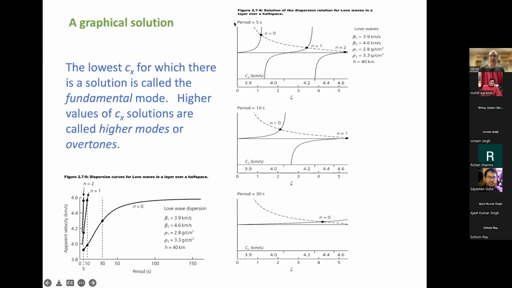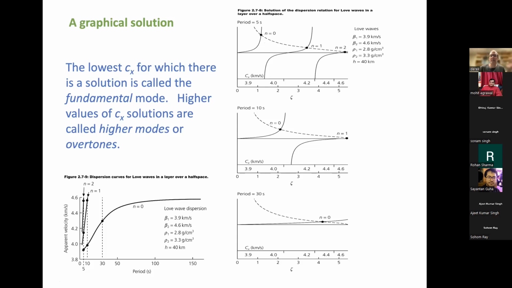All right, so if we look at here for a 5-second Rayleigh wave or love wave, the tangents are shown by the black lines, and then the right-hand side of the equation that decays as 1 over zeta is shown by the dashed line. And for a 5-second wave with these parameters, we have 3 solutions. And the lowest velocity solution is n equals 0. And then we have an n equals 1 solution and an n equals 2 solution.